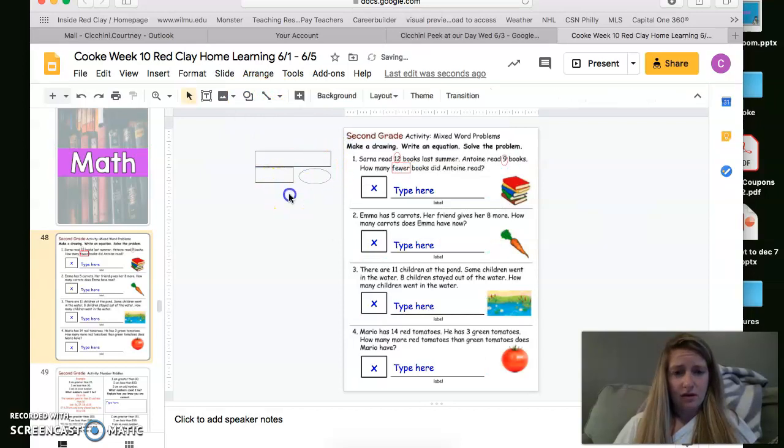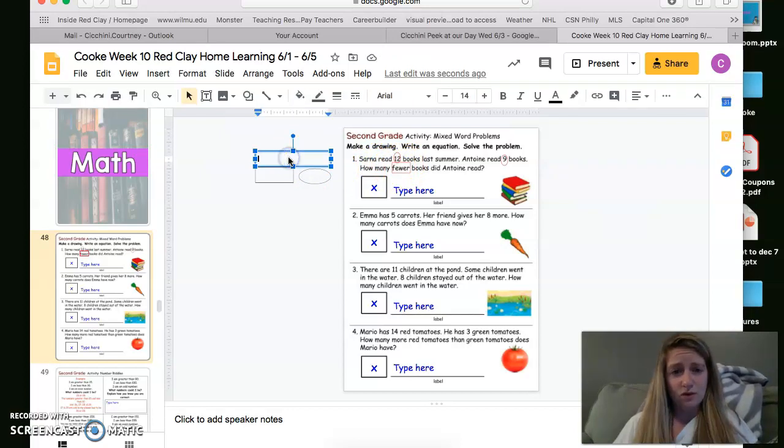So there's my comparison bars. As I was reading, I know that Sarna has more, so she's going to go on top. Let me make it a little bigger. There's my S, which means Antoine is going to go on the bottom. Then I fill in my numbers. I know 12 goes with Sarna, and I know that 9 goes with Antoine.